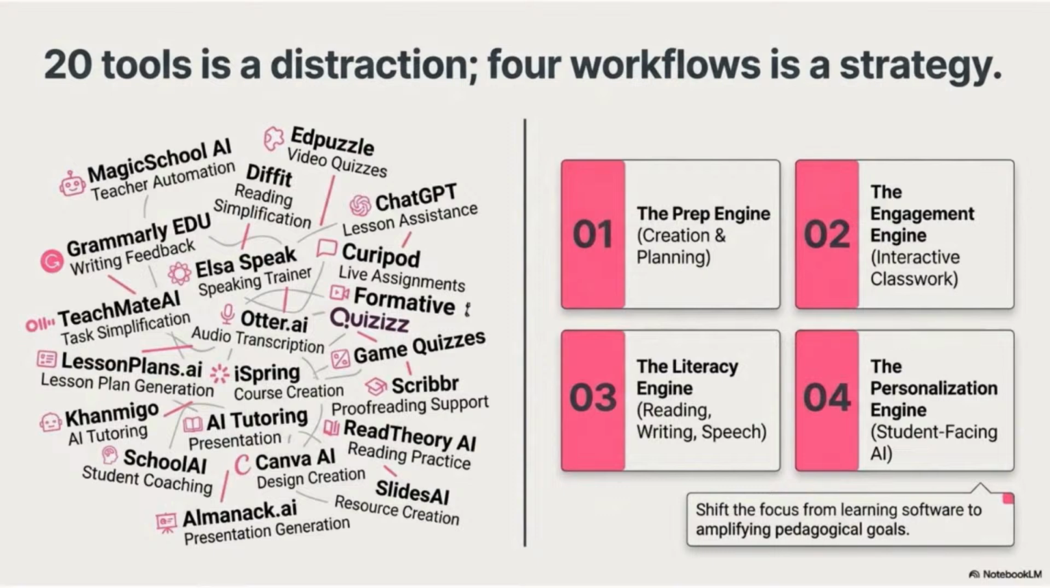Let's turn to Section 4, Reading and Writing Support. These are your essential literacy tools. For reading, your 2 go-to tools actually serve very different purposes. Diffit is specifically designed for reading simplification. This is an absolute game changer for differentiating instruction. You can literally take one complex text and make it accessible for varying reading levels in seconds. On the flip side, ReadTheory AI provides dedicated adaptive reading practice, so students can actively hone those skills.